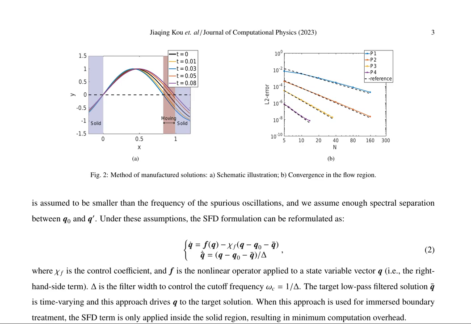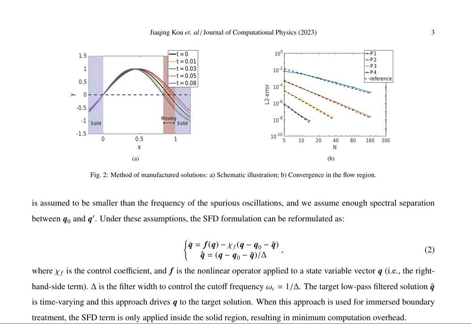The proposed method for immersed boundary treatment combines the volume penalization (VP) and selective frequency damping (SFD) techniques. In the SFD formulation, the control coefficient chi-f and filter width increment are introduced to drive the solution towards the target low-pass filtered solution Q. The target solution is time-varying, and the approach is applied only inside the solid region, resulting in minimal computational overhead.